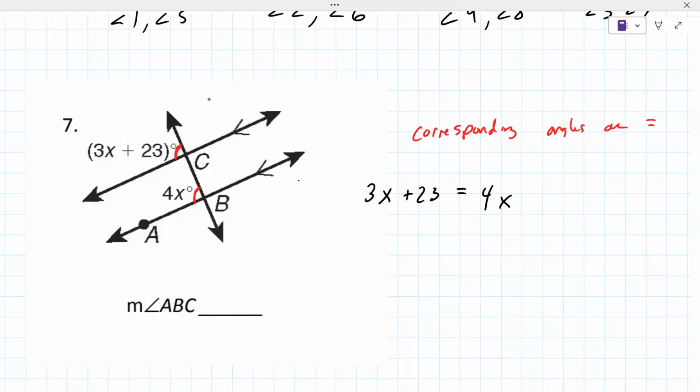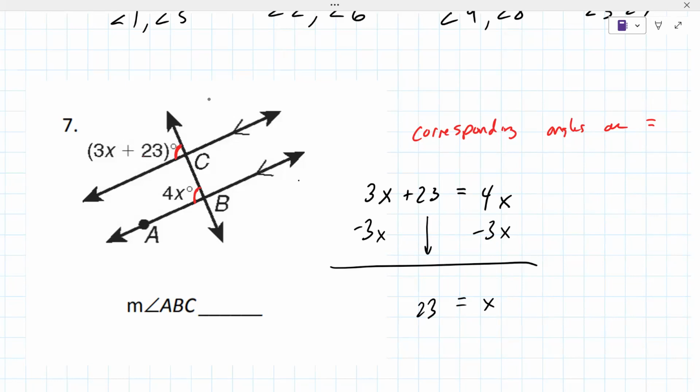When you subtract 3x from both sides, you do get 1x, but what does x equal? It says 23. It's okay if it happens, just do the best you can here.